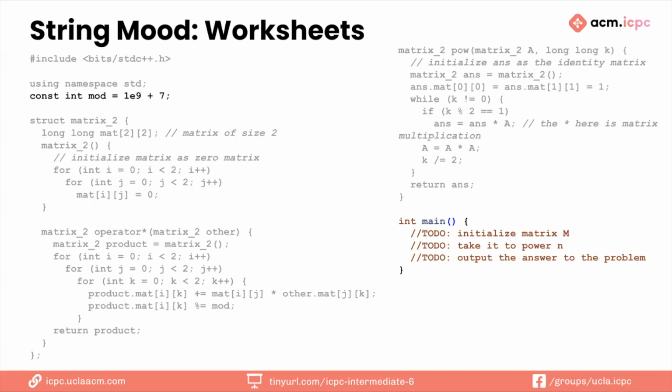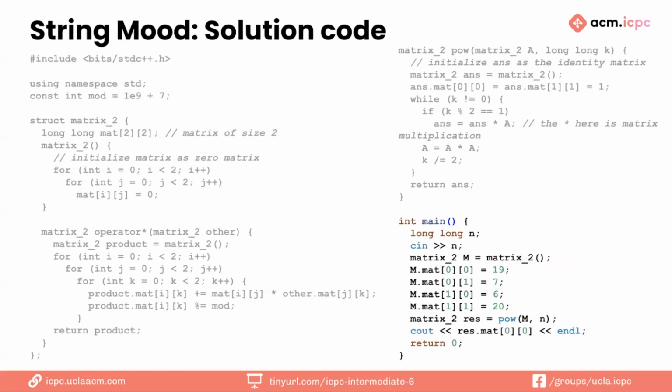So again, the only difference is the function main, and essentially we need to initialize matrix M, take it to power n, and output the first entry. And that's exactly what we do. We read in number n, we initialize matrix M, we write in values 19, 7, 6, 20, take it to the power of n, and output the first entry. That's the entire solution. Does anyone have any questions about this problem? Or the code for this problem?